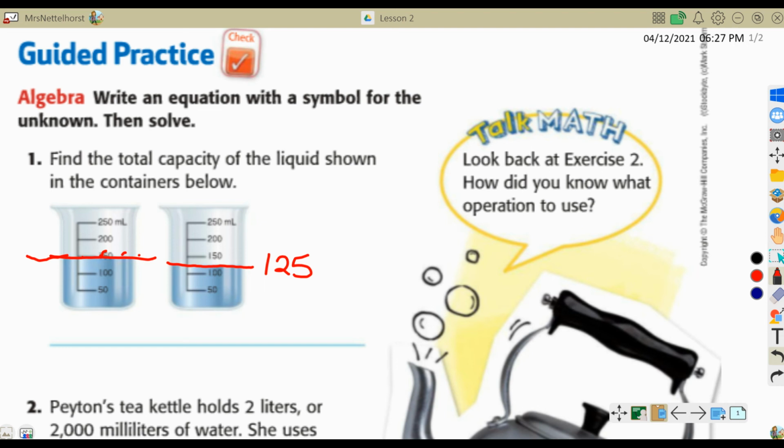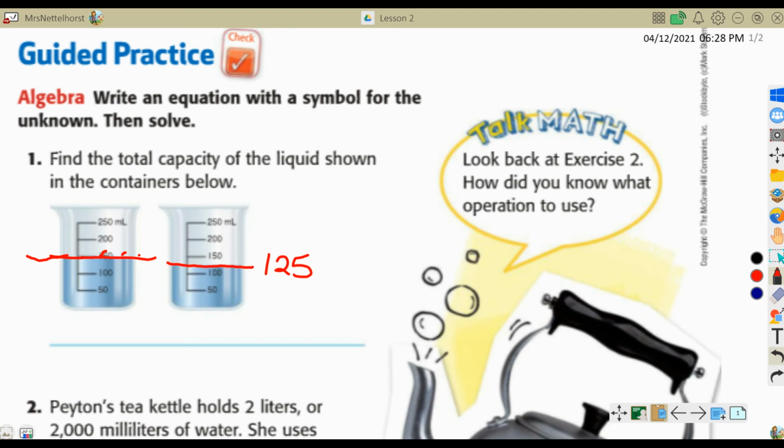So you're going to write the equation with the symbol for the unknown, then you're going to solve it. So first, write your equation or your number sentence and use a symbol for your unknown. Just do that part. Don't worry about the answer. Pause the video and then come back and find out what the equation should be.